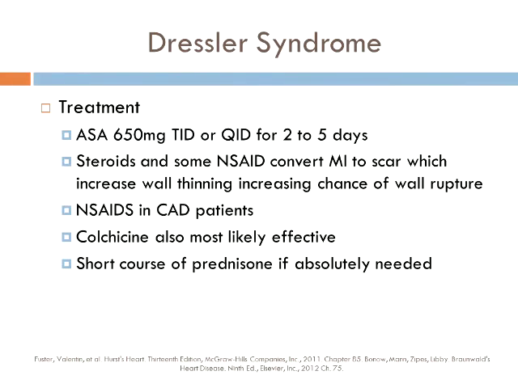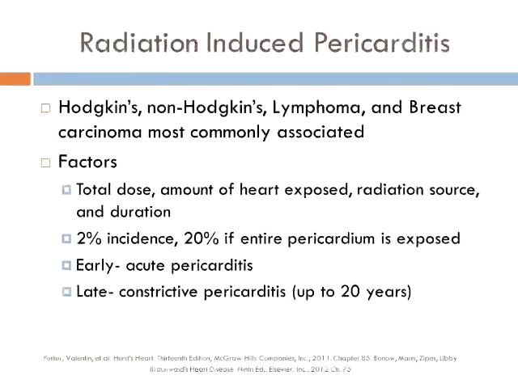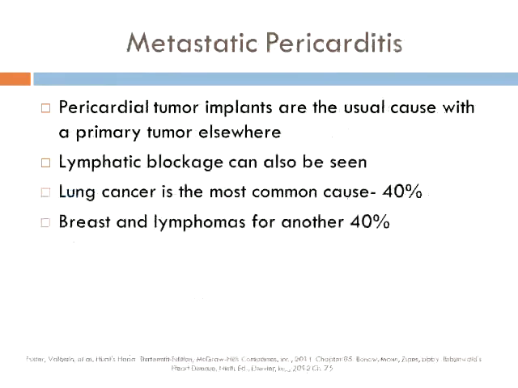Radiation-induced pericarditis. I've mentioned these cancers before. Radiation-induced pericarditis has the worst prognosis. It's kind of dependent on the total dose, amount of heart exposed, source, and the duration. 2% incidence, 20% if the entire pericardium is exposed. Late constriction usually happens up to 20 years afterwards. Malignant pericarditis usually occurs due to pericardial implants. It can happen from a primary tumor, but it's unlikely. Lung cancer is most common. Breast and lymphomas account for the next two.